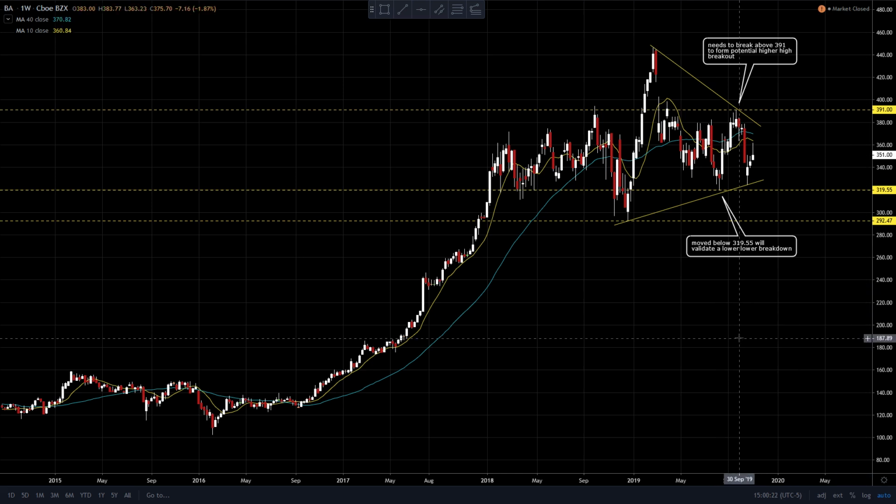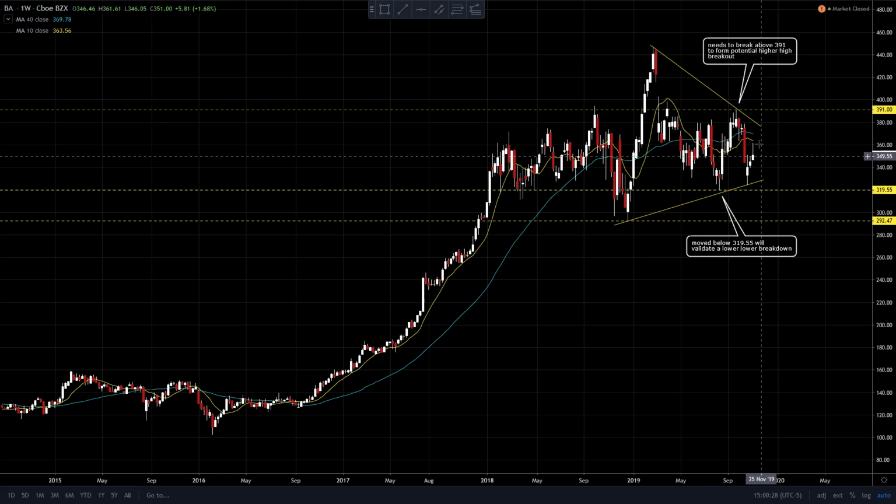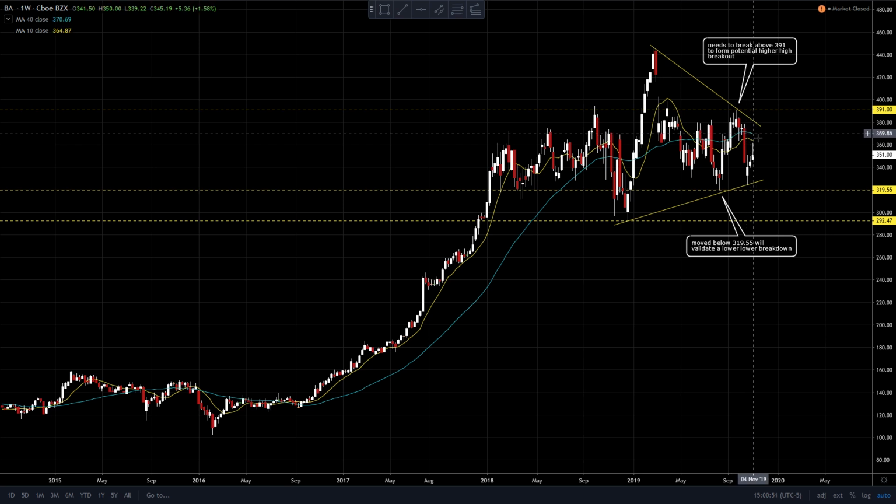Okay, the first one is Boeing. And you can see that Boeing, the price is bouncing off of this trend line here. And although the price is under these two moving averages, there's a 10-week and a 40-week moving average, and that represents on a daily basis the 50-day and 200-day moving average. This is a weekly chart. So you can see the price is below these two moving averages, and also these two moving averages are kind of turning down, so it's not that positive.